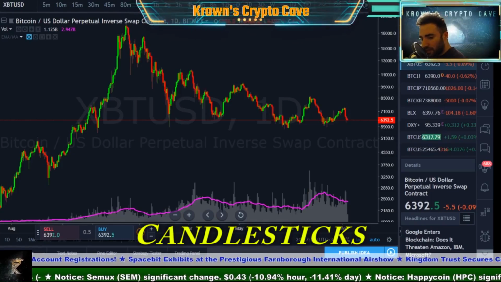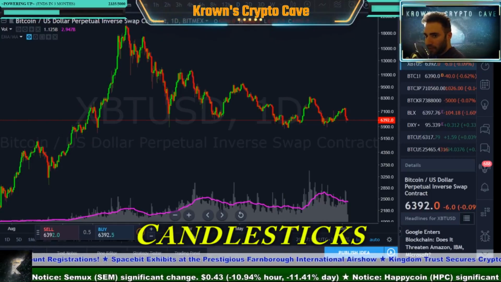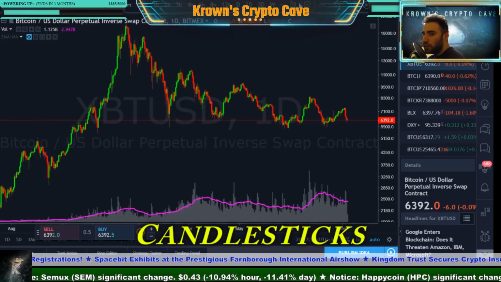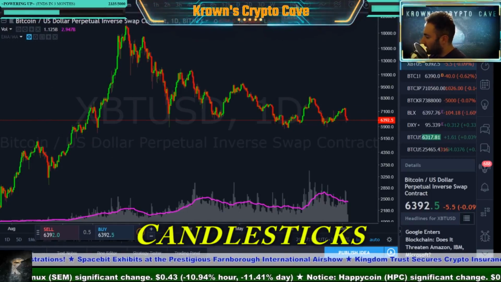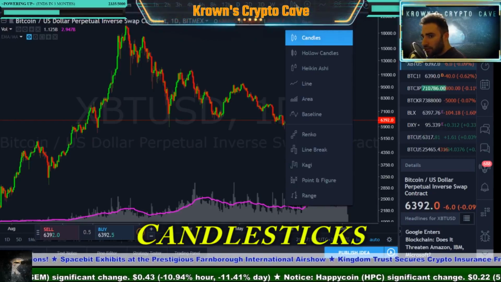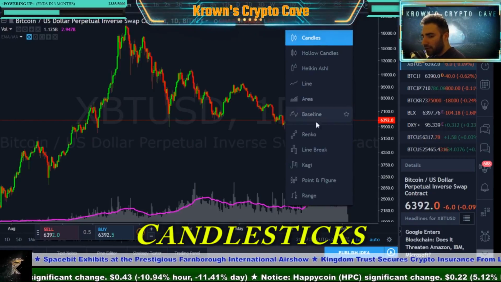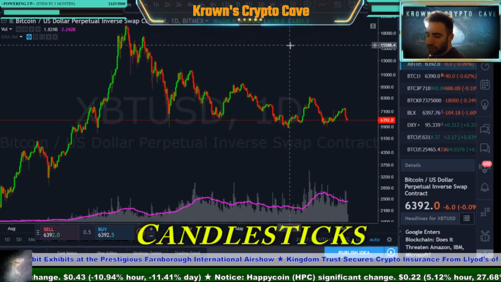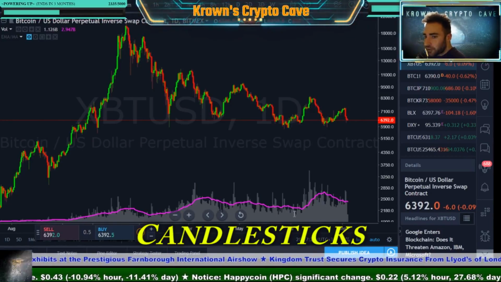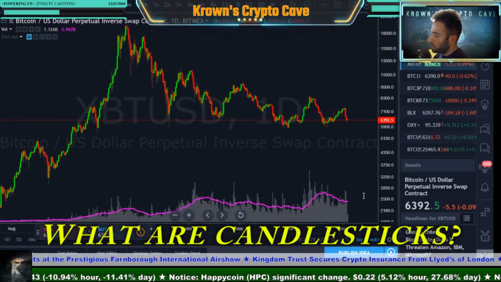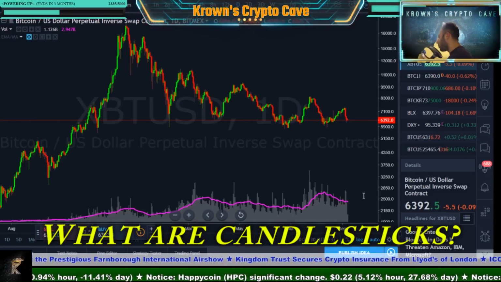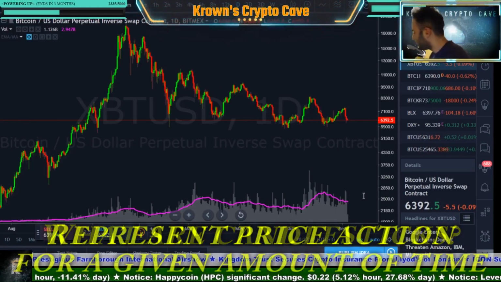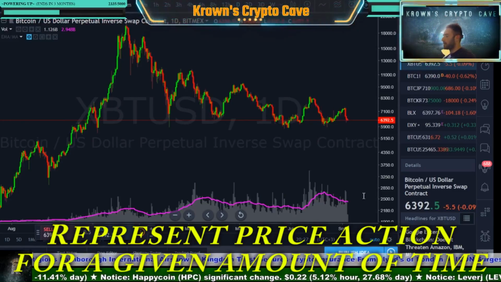Okay, you might be familiar with these good old candlesticks over here. Now, if you don't have this by default on your chart, this is what you're looking for right here, just this way of charting. There's several different ones, but we'll be talking about candlesticks today. That's the one that I use the most. So first things first, what are they and what do they represent?